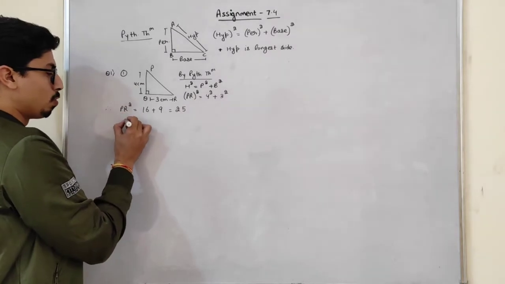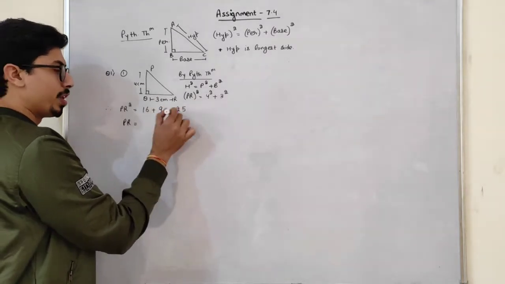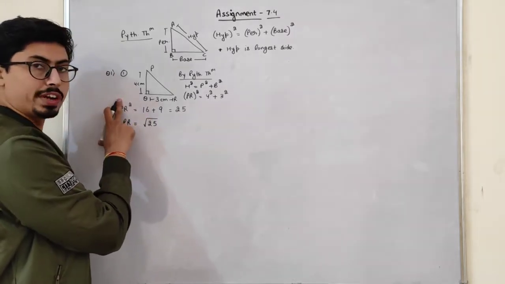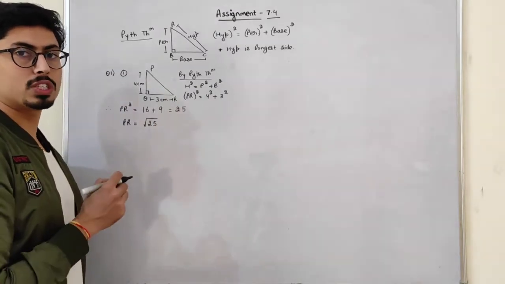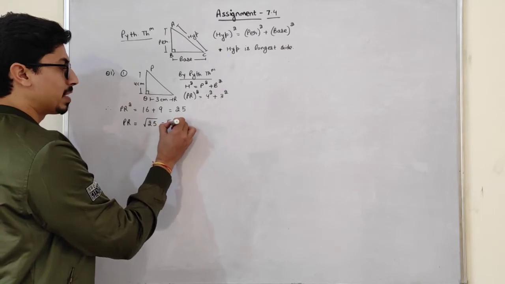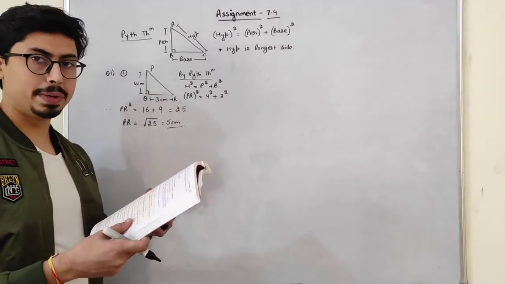If I remove the square from this side, we have to put a square root on the other side. Students, if we remove the square from one side, then on the other side we always have to put the square root. So the square root of 25 is 5. So 5 centimeter is my required answer. That is part number B.